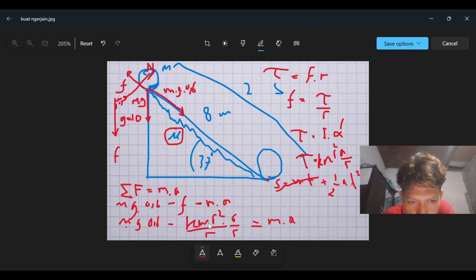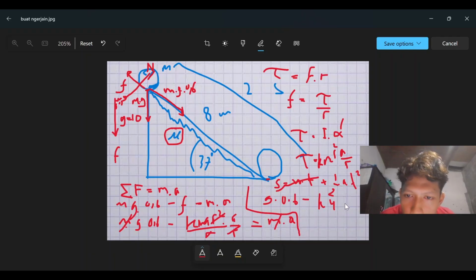So m is m, r is r. There's an m here, an m here, an m here, so they cancel out each other. R squared and r, they cancel out. So that would be g times 0.6 minus k times 4 equals 4. Okay, g is 10, so 6 equals 4k plus 4.